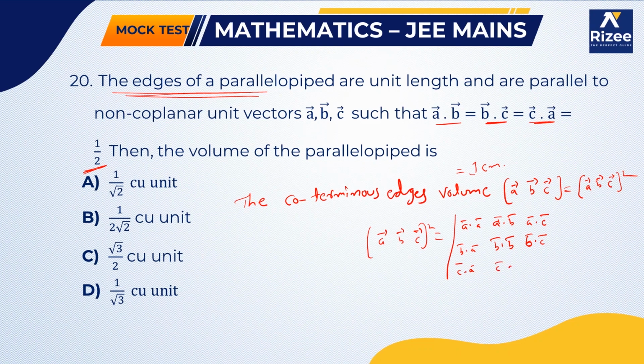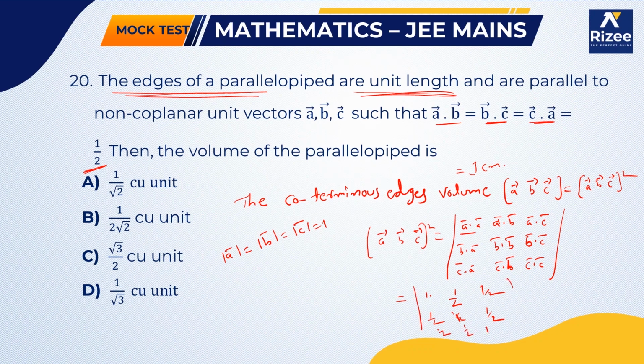Substitute a bar dot a. So how much? Parallelepiped unit length, which means mod a is equal to mod b is equal to mod c is equal to how much? 1. And a dot b can be written as 1 by 2, given 1 by 2, and so on, 1 by 2 in each entry. By solving this we get the exact value of the volume of the parallelepiped.